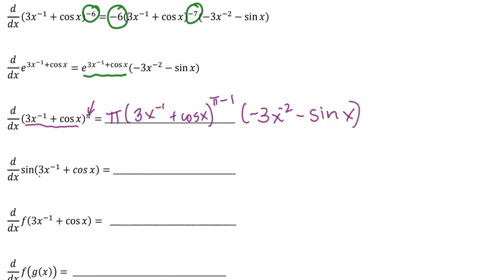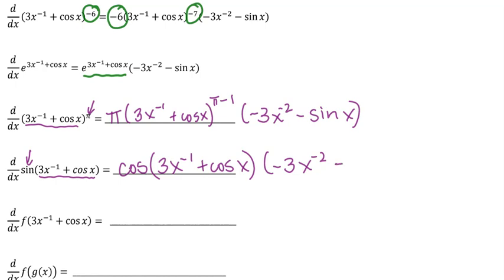In the next one, we have that same inner function, but now the outer function is sine. So we're thinking the derivative of sine x is cosine x, but we didn't just have an x. We had a 3x minus 1 plus cosine x, and then we need to multiply by the derivative of the inner function.